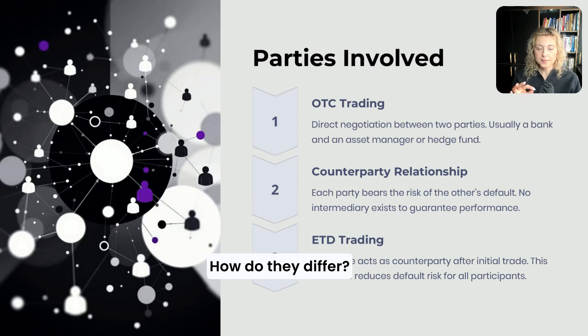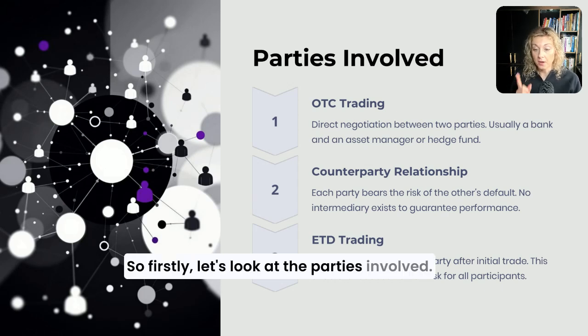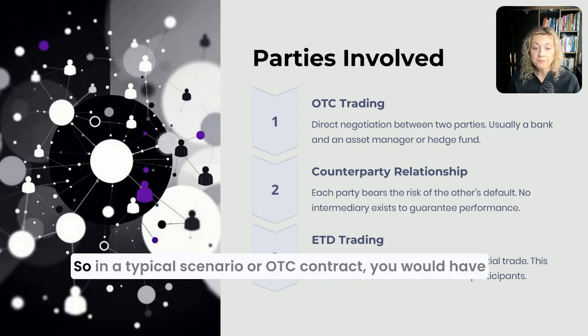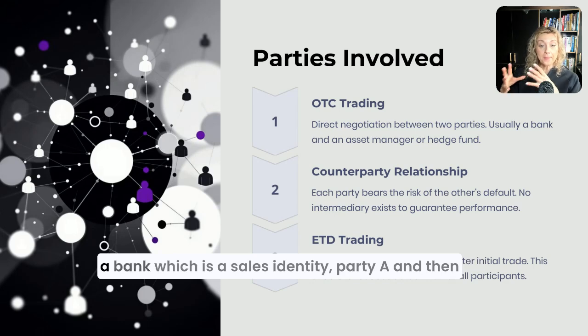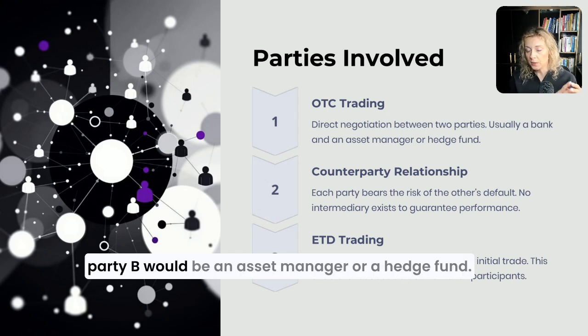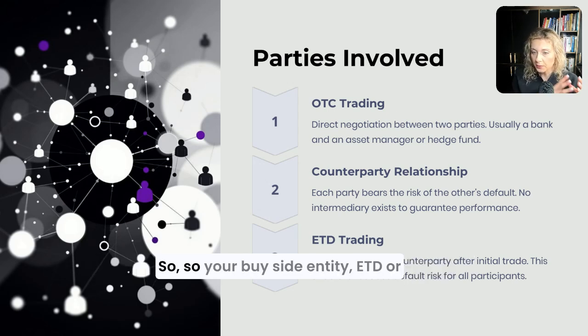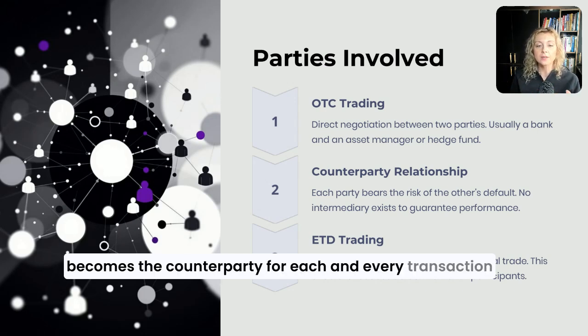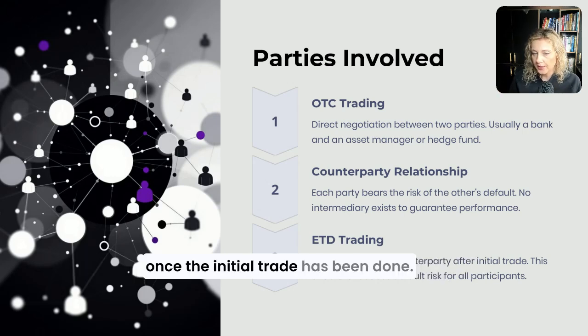How do they differ? So, firstly, let's look at the parties involved. OTC products are traded bilaterally between two parties to the contract. In a typical OTC contract, you would have a bank, which is a sell side entity, party A, and then party B would be an asset manager or a hedge fund, so your buy side entity. ETD or futures trading involves another party, an exchange, who becomes the counterparty for each and every transaction once the initial trade has been done.